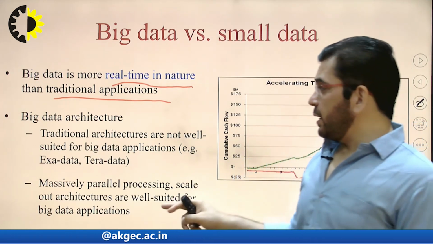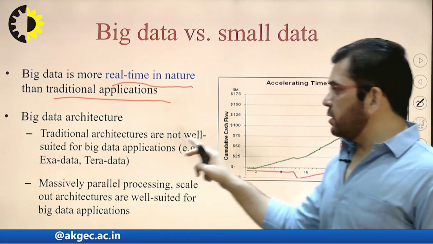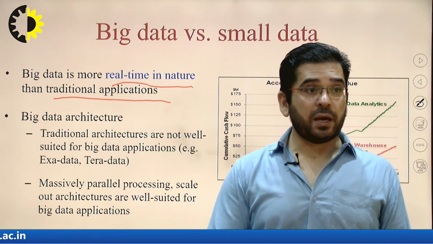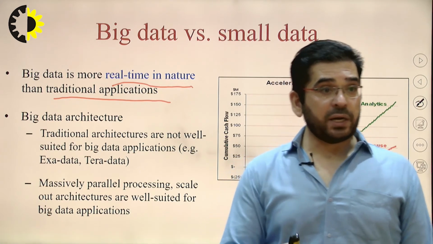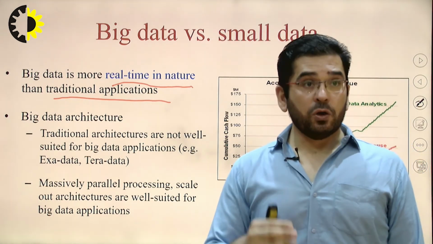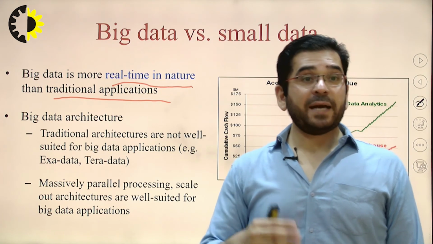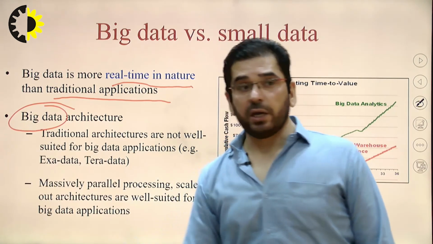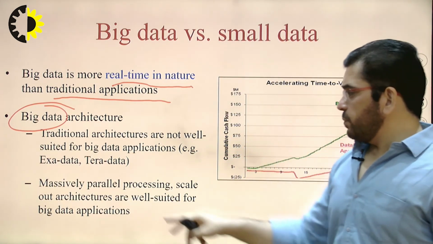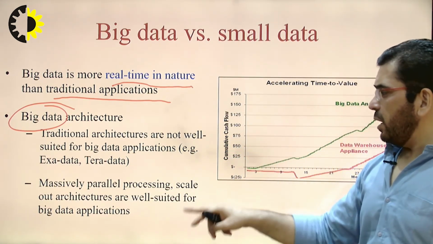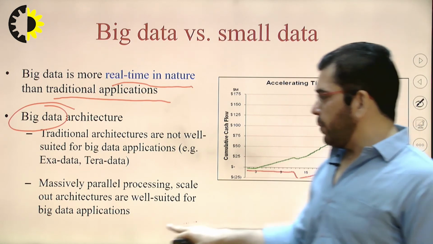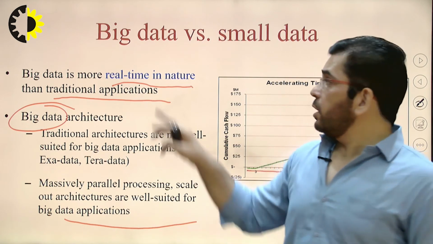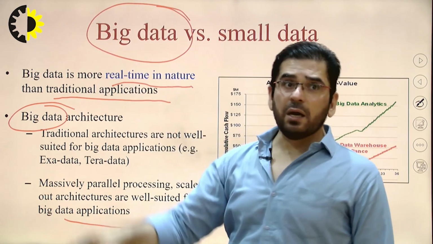So, big data architecture. Traditional architectures are not well suited, like general data structures: stack, queue, linked list, array. They are not suitable. For big data architecture, we need Hadoop, MapReduce, HDFS. Such kinds of architectures are required to process big data. It is massively parallel processing. Scale out architectures are well suited for big data. Large scale architecture, cluster computing, and distributed computing are required to process big data.